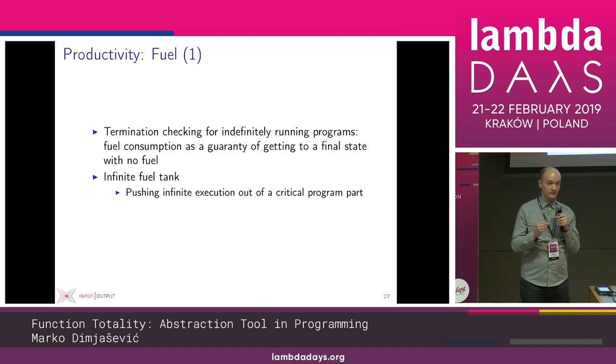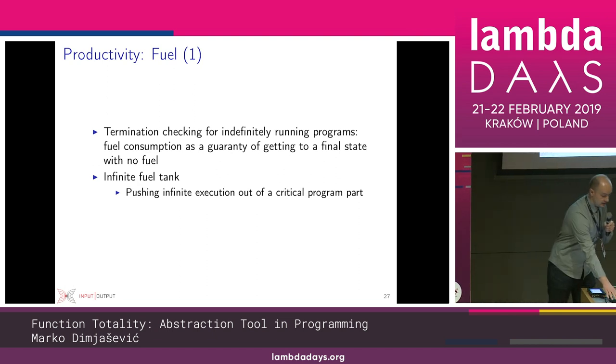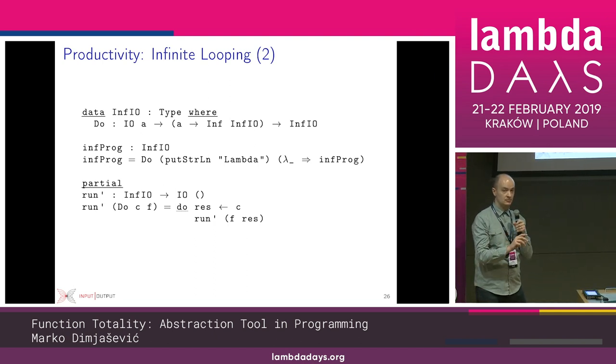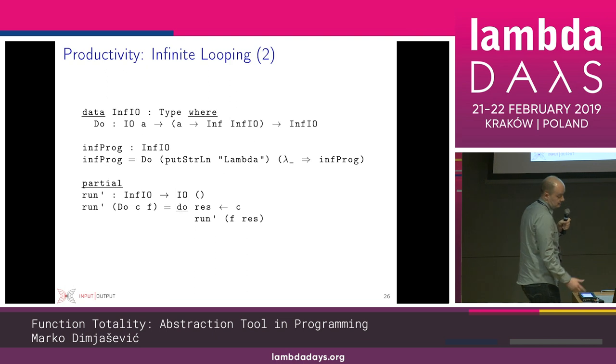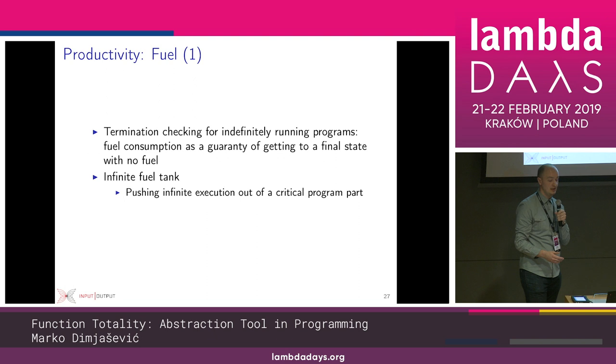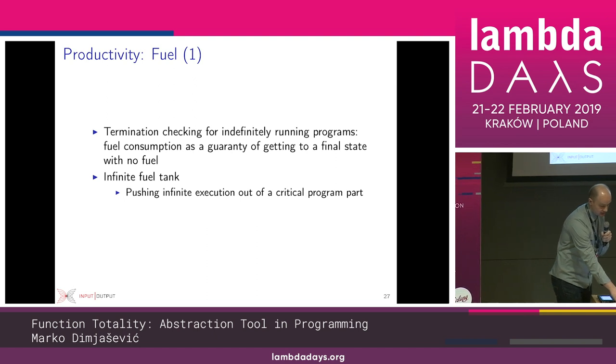So we will use a drop of fuel in every iteration of interpretation of our program. And then we can say this run prime function will also take a fuel argument and it will consume a drop of fuel every time. And when it gets to an empty tank, when it's out of fuel, well, that's the way we will guarantee it will eventually terminate. And this enables us to push infinite execution out of this crucial part. So the run prime function is crucial here, or critical. And this is quite useful because then we can check that the run function is actually productive.